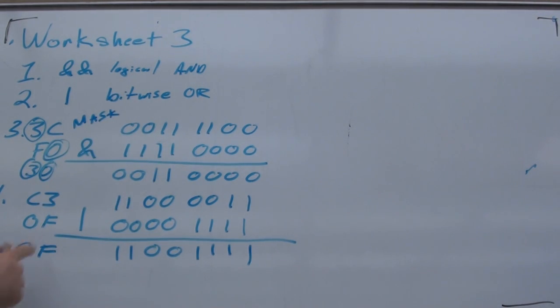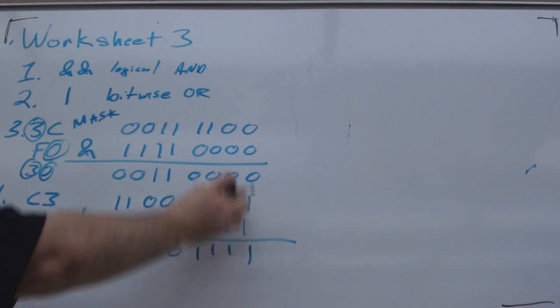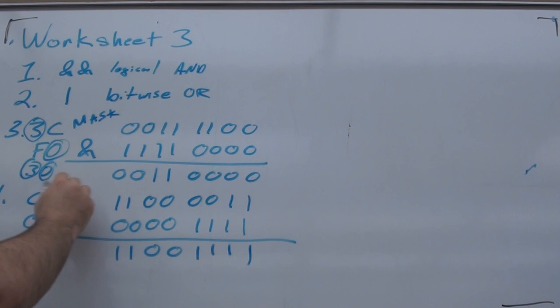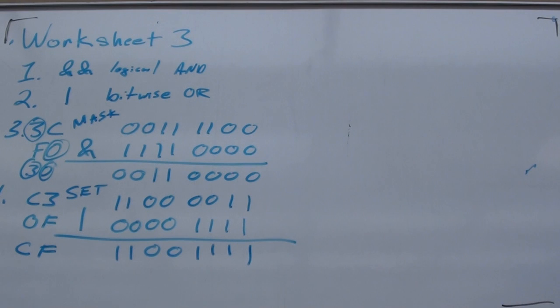You're masking bits. And on the OR, something similar happens. Where we have a 0, it allows the bits to pass through. And where you have ones here, they all get set. So the OR will let you set bits.